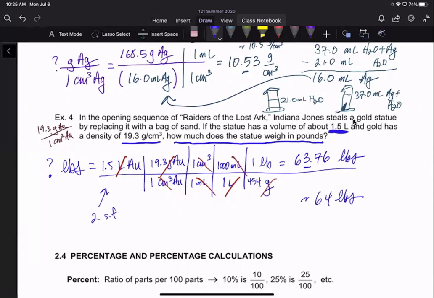64 pounds of sand. It's going to be large. Not an easy task to replace that little statue on the pedestal, and he was not successful. The whole trap was triggered and the castle fell down and he barely made it out. Okay, so there's some practice using dimensional analysis and using density as a conversion factor.